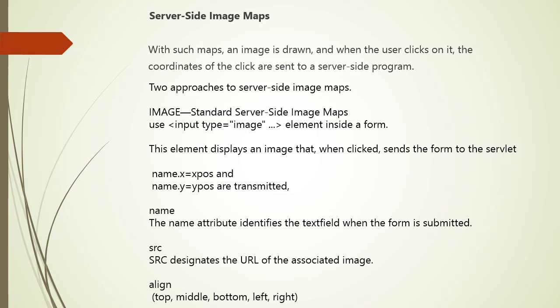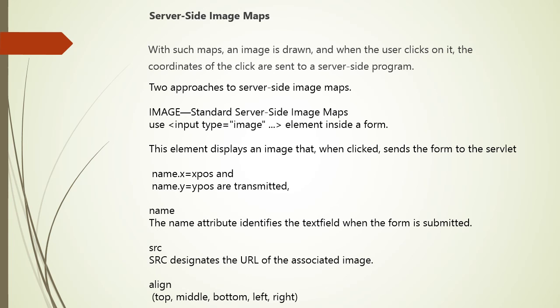Standard server-side image maps. The usual way to create server-side maps is by means of the input type is equal to image element inside a form. HTML element: input type is equal to image. No end tag is required over here. Attributes are name, which is required, src and align. This element displays an image that when clicked sends the form to the servlet or other server-side program specified by the enclosing form's action. The name itself is not sent.